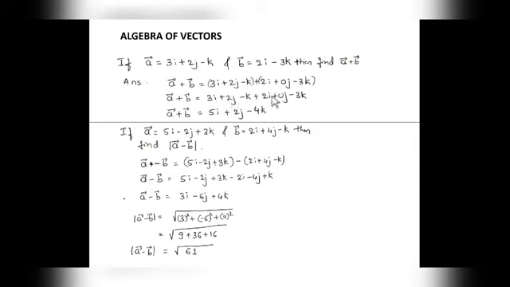I'll open the bracket and I get this. 3i plus 2i is 5i. 2j plus 0j is again 2j. Minus k minus 3k is minus 4k.